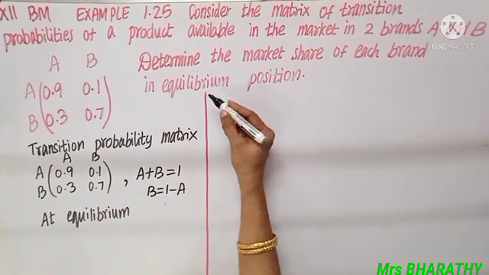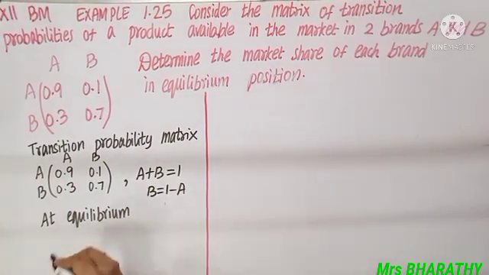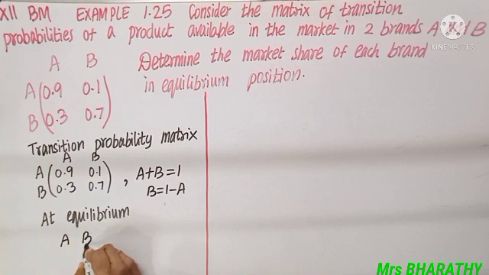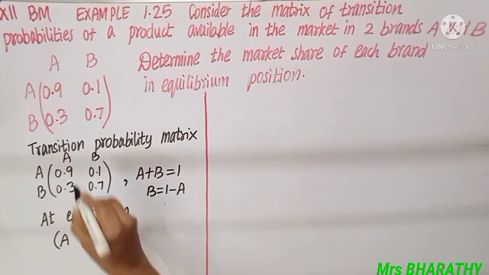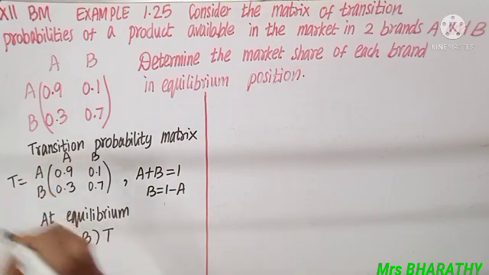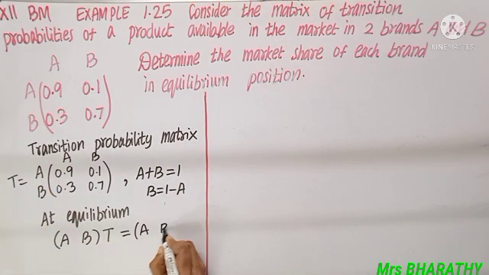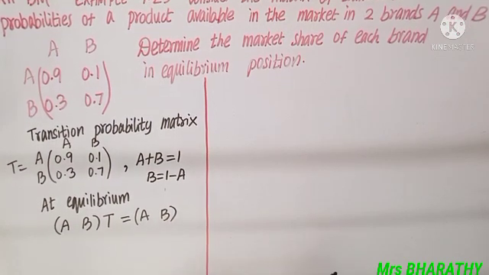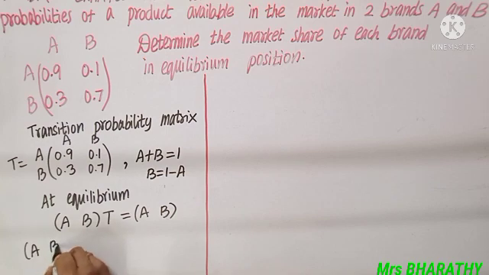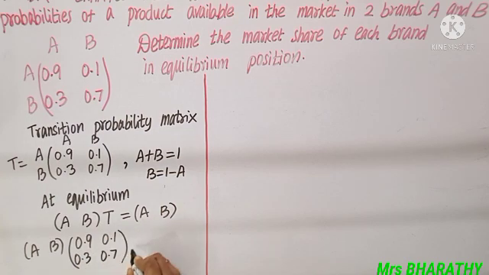Now my question is at equilibrium. We will say AB, as I multiply with the transition probability matrix, I must get AB. That is the meaning of equilibrium. So at equilibrium, AB multiplied with T gives you AB. Let us substitute. AB into, what is the transition probability matrix? 0.9, 0.1, 0.3, 0.7. That should give me AB.